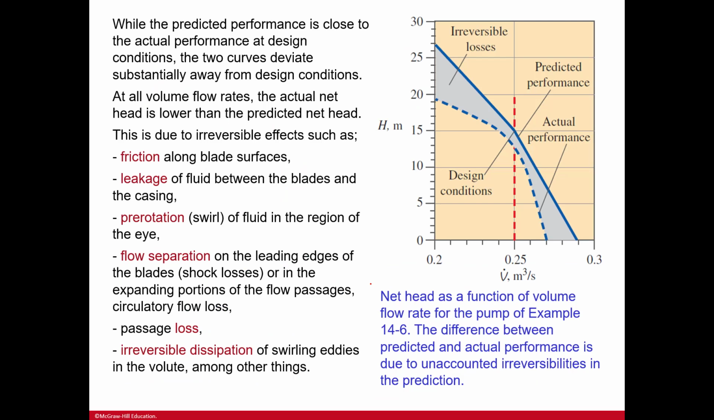So here, while the predicted performance is close to the actual performance at design conditions, the two curves deviate substantially away from the design conditions. At all volume flow rates, the actual net head is lower than the predicted net head. This is due to the irreversibilities, right? Friction, leakage, the swirl, the flow separation, passage loss, and just dissipation.